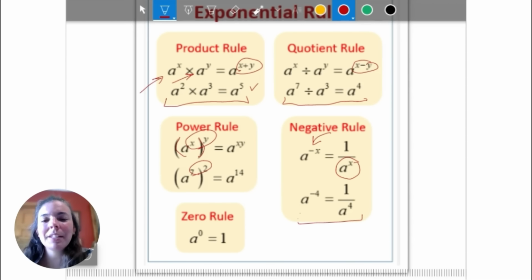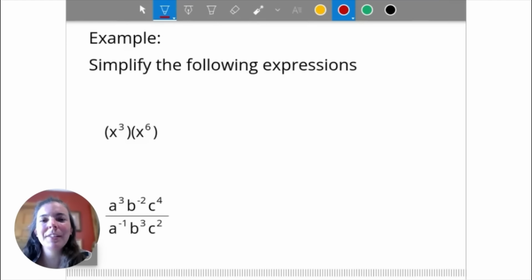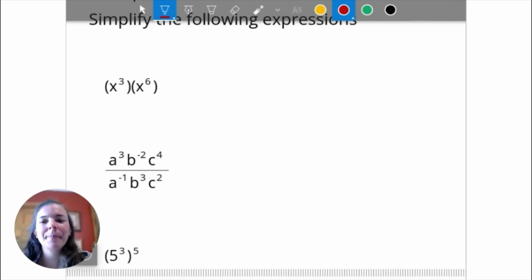Last but not least, our zero rule just means any number to the 0 power is always 1. This is a nice one to remember. All right, so let's look at a few examples of how we might use this.